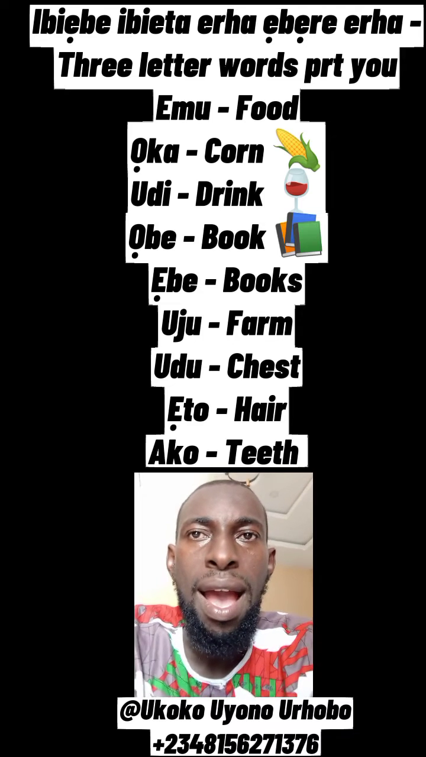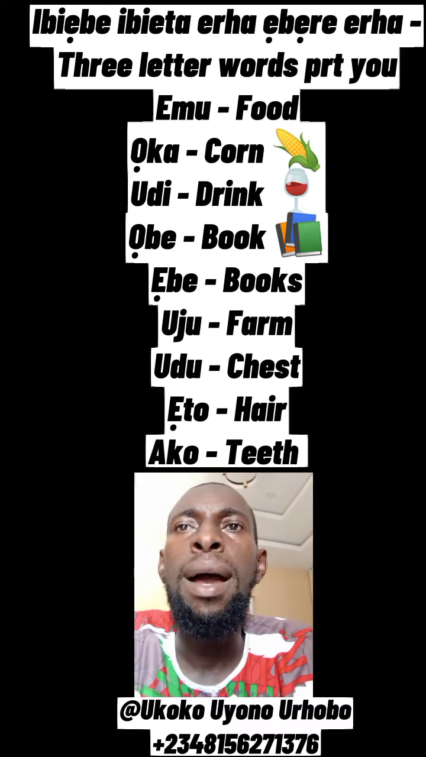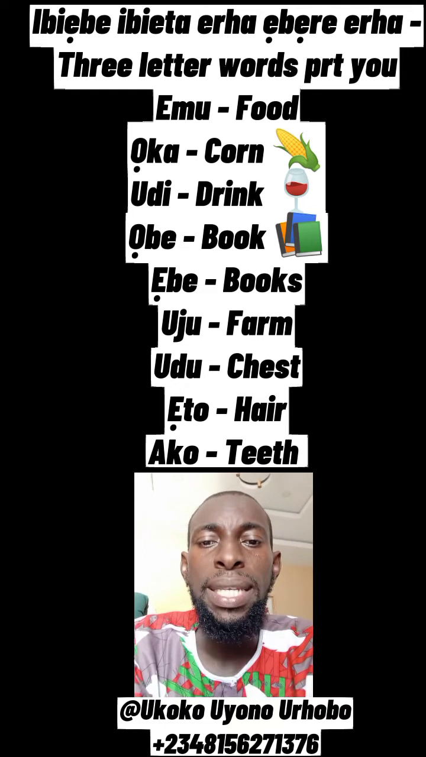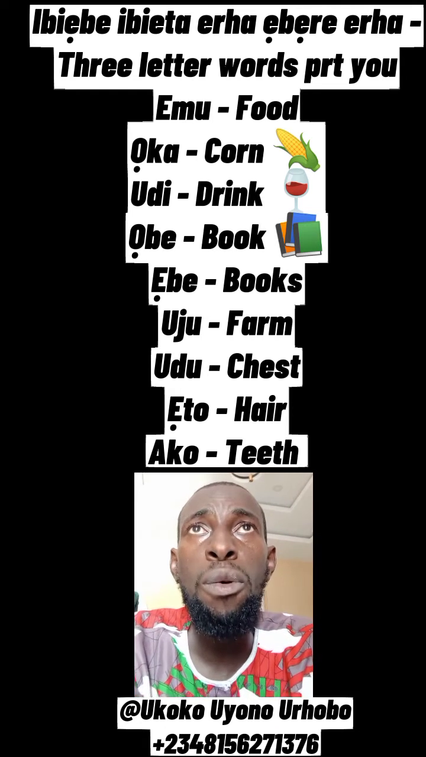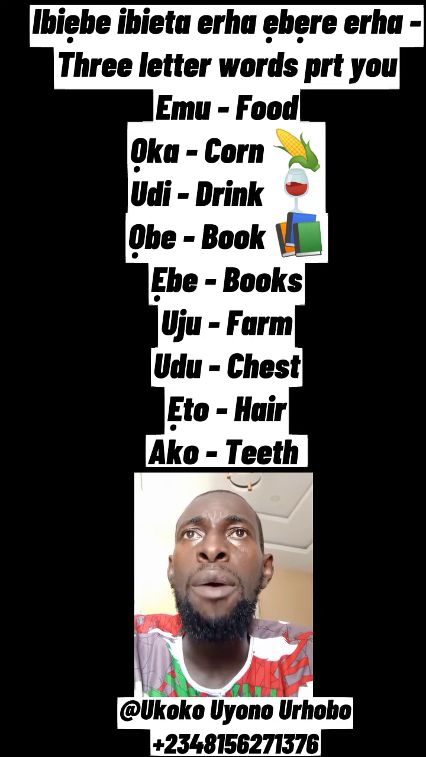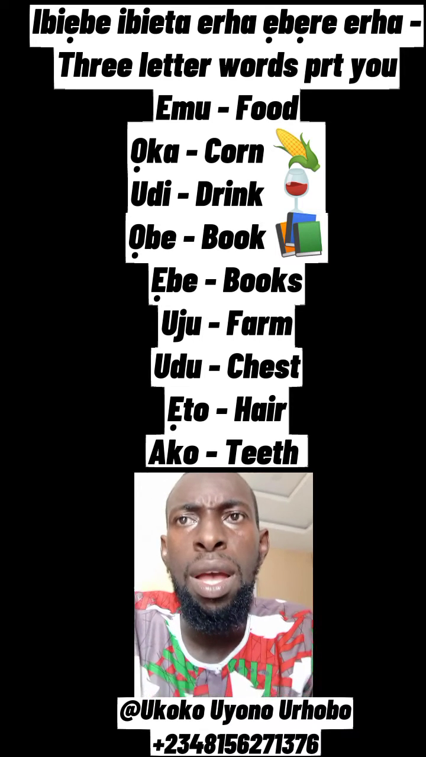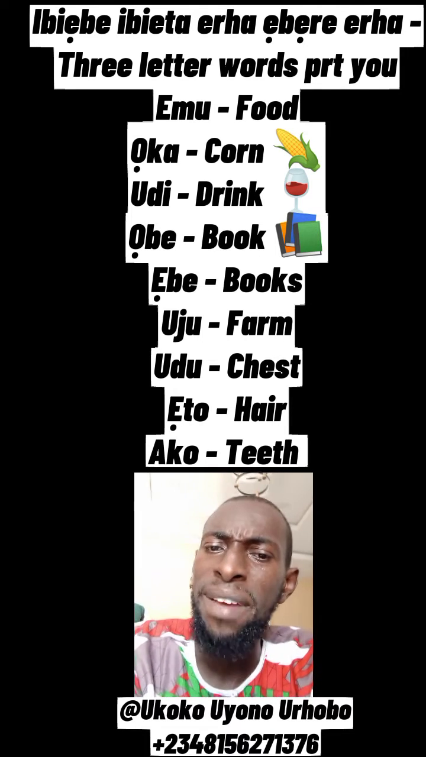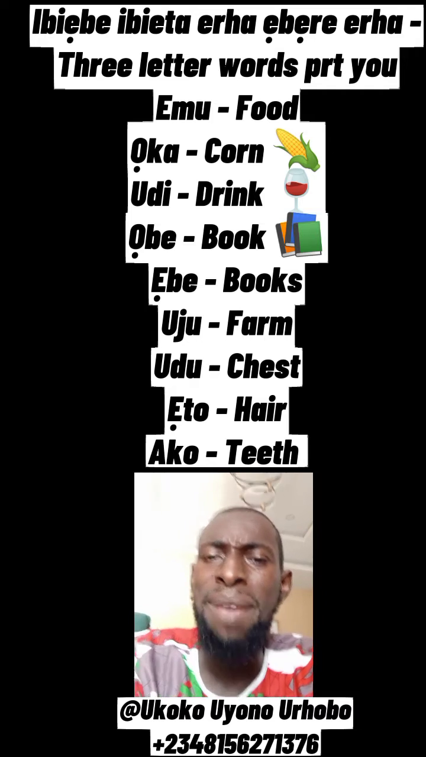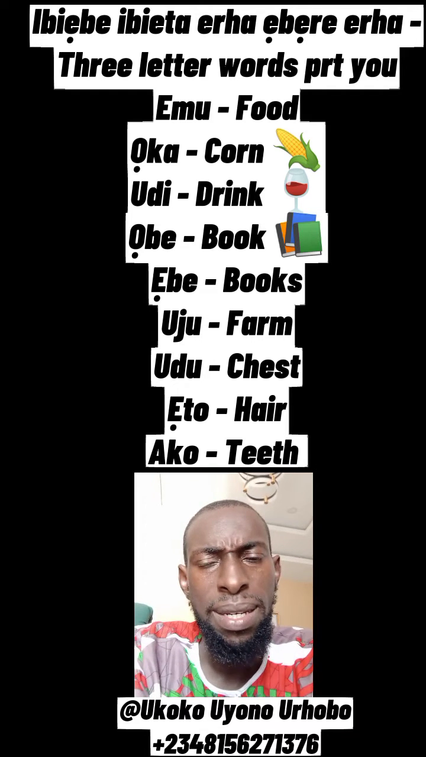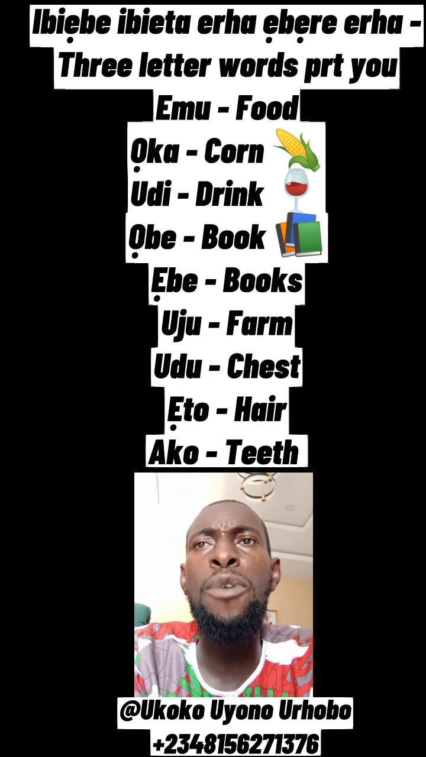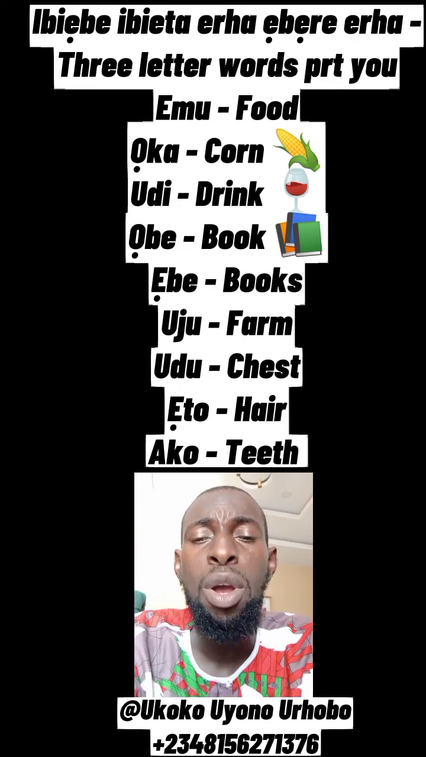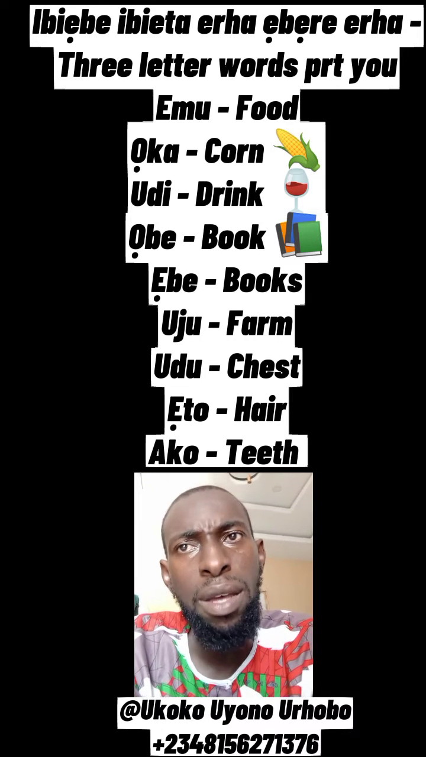Ako, teeth. Just like I said before, we have 7 vowels. What I'm saying is this: if you automatically add a vowel at the beginning or at the end of 2-letter words in Urhobo, you automatically have 3-letter words.